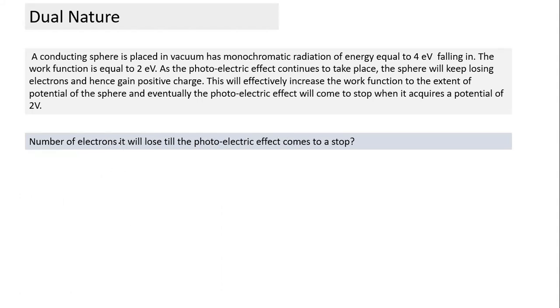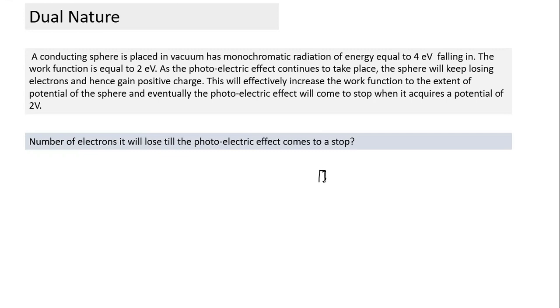So the number of photoelectrons we lose, the photoelectric effect comes to a stop. What is the condition for the number of photoelectrons to do that? Yes, Vignesh? Sir, I didn't understand how the potential developed will increase the work function. Work function, okay. See, another way to understand this also.